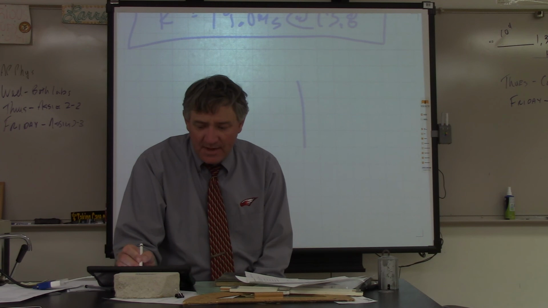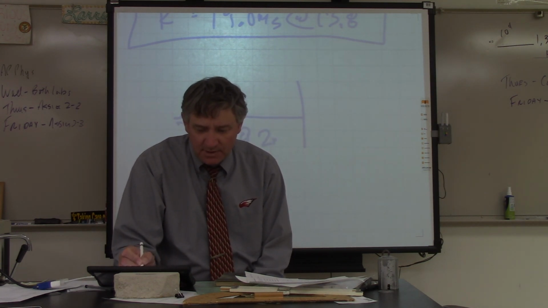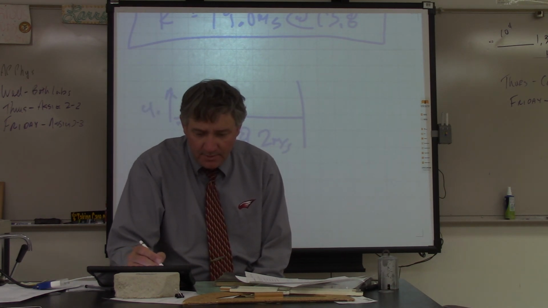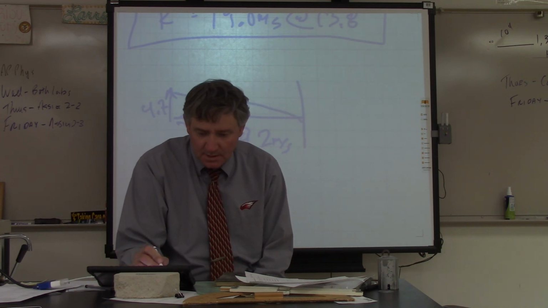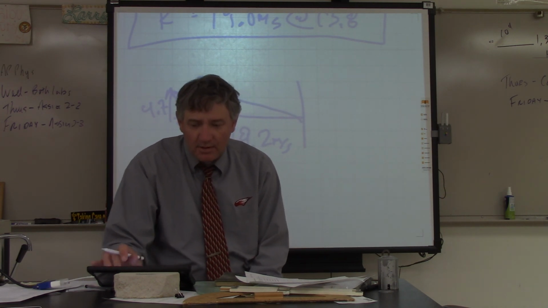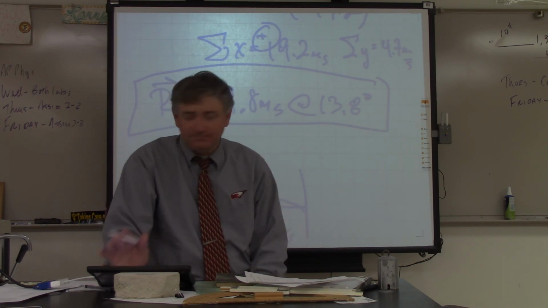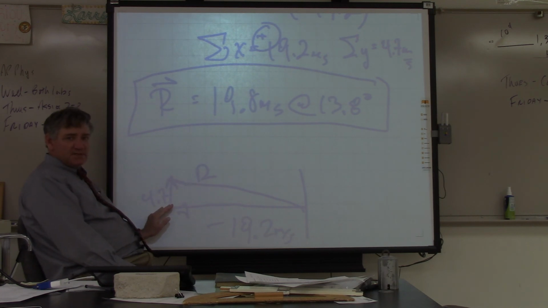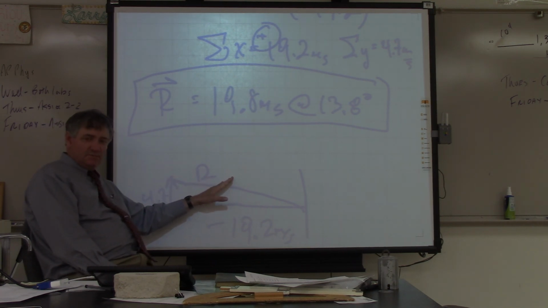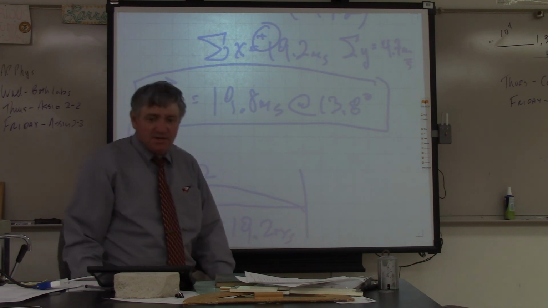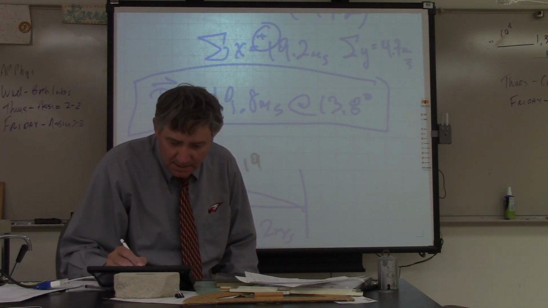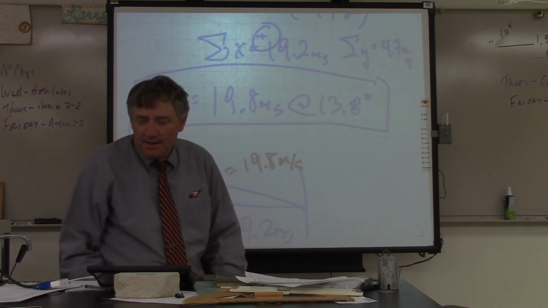So now if you make that sketch, you're going to come over here at 19.2 meters per second, and you're going to go up 4.7, and you're going to have your resultant. Now, your resultant is still the same. Doesn't make any difference. That's still 19.2 squared plus 4.7 squared. That number is not going to change. That resultant is still going to be 19.8 meters per second.